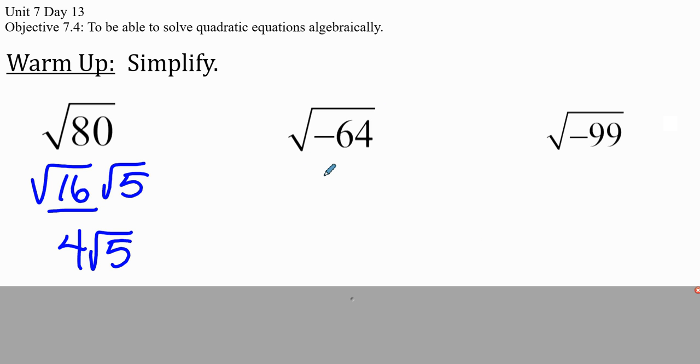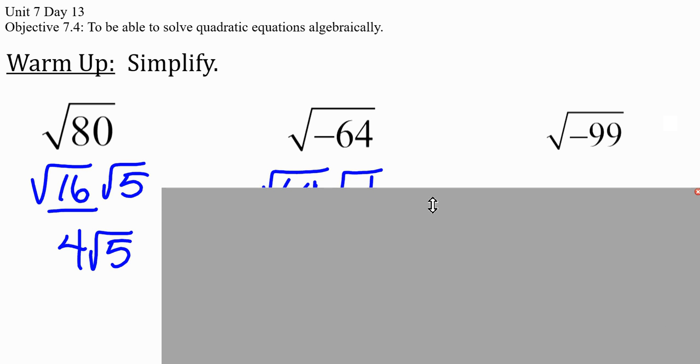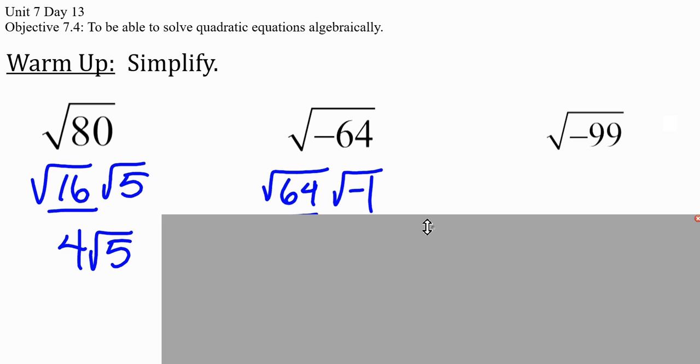Now, if we look at our next one, we've got the square root of negative 64. We're going to take the same approach. We said, well, is there a way that we can make the square root of negative 64 look somewhat like the square root of 80? And we came up with a way of rewriting it so it was the square root of 64 times the square root of negative 1.